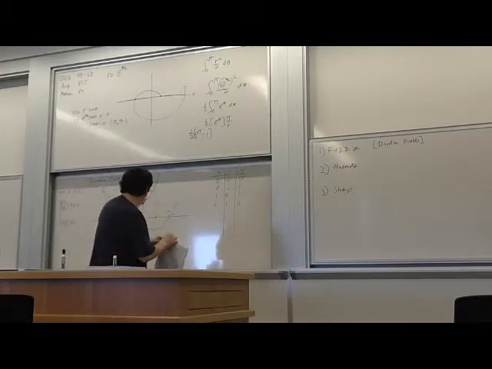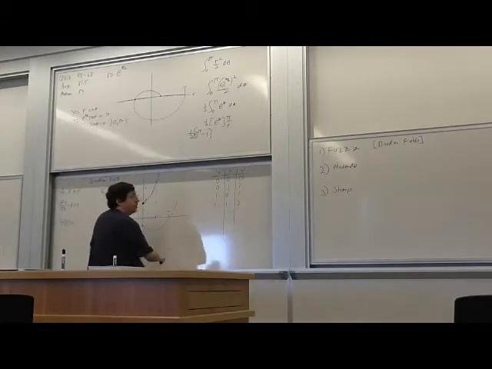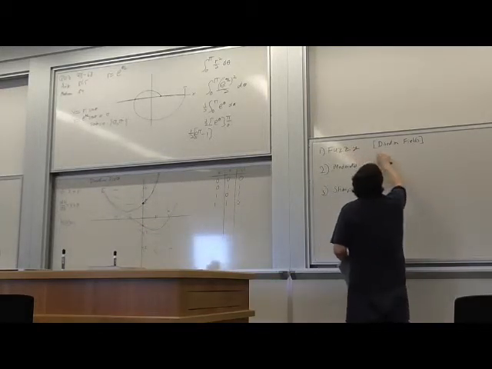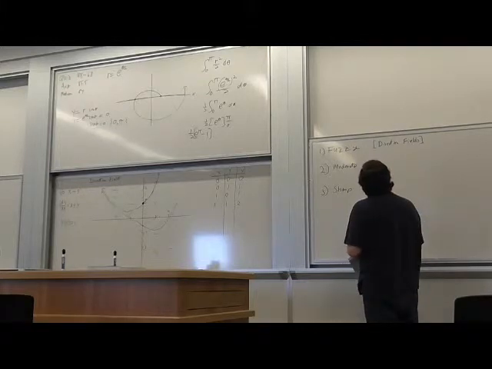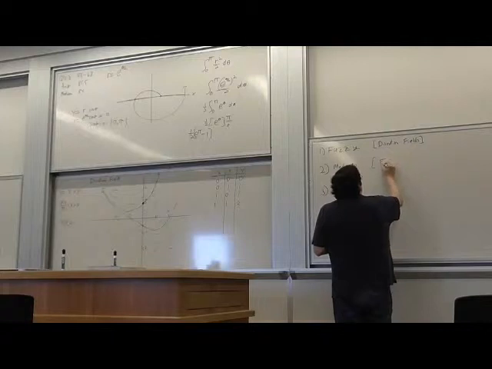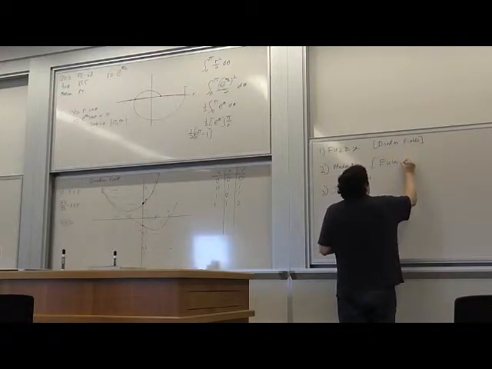If you're really observant back there, you might have noticed I wrote something up here. I wrote fuzzy direction fields, and I'm going to write under that, moderate, Euler's method.